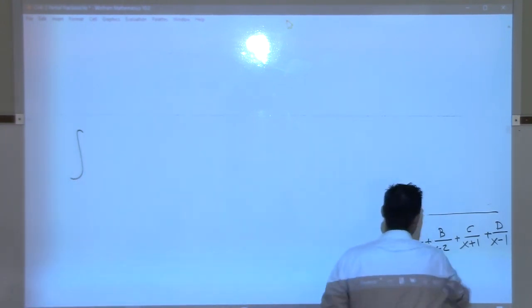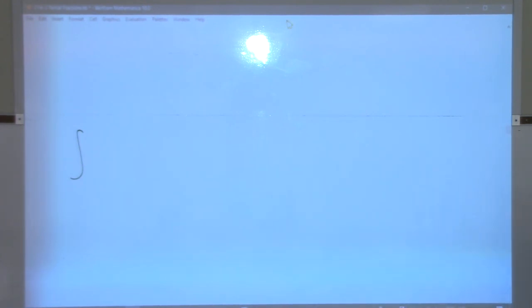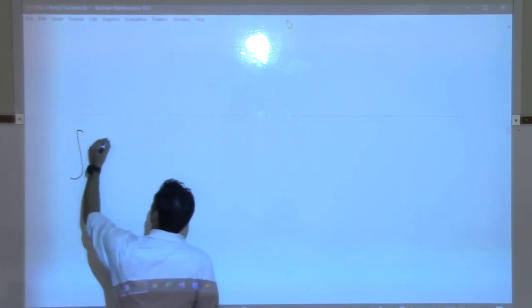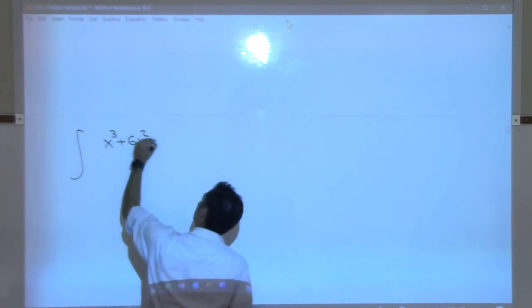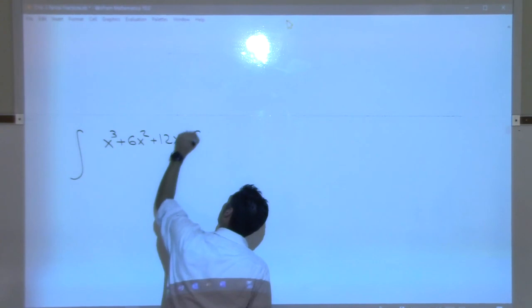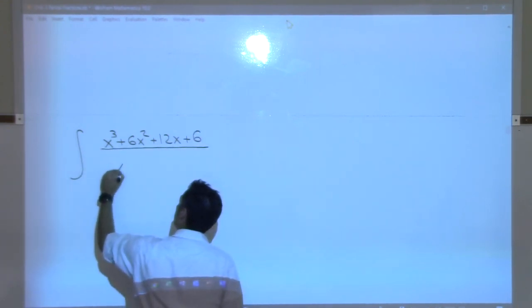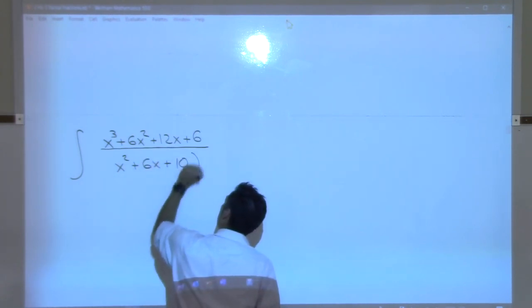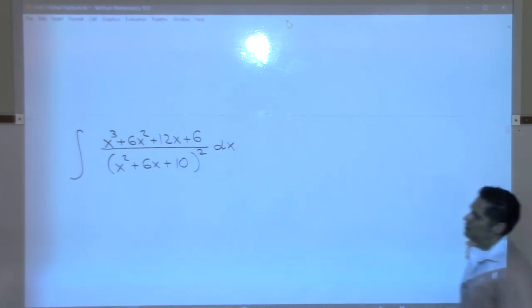Whenever you're ready. Trying to find a hard one? Well, they're not necessarily harder or easier. So, okay, just look at something that looks weird to you. On top, x cubed plus 6x squared plus 12x plus 6. All over x squared plus 6x plus 10, times that squared. Okay. Over that squared.